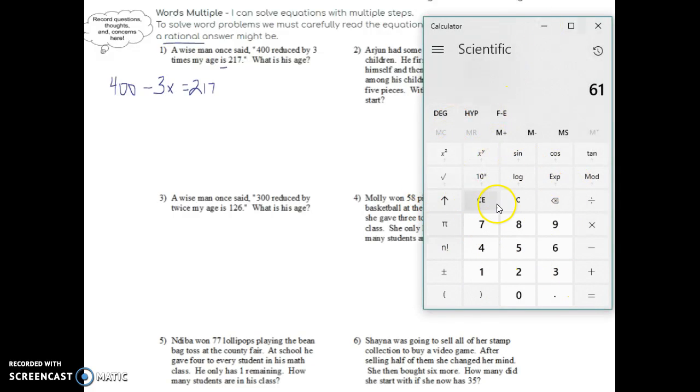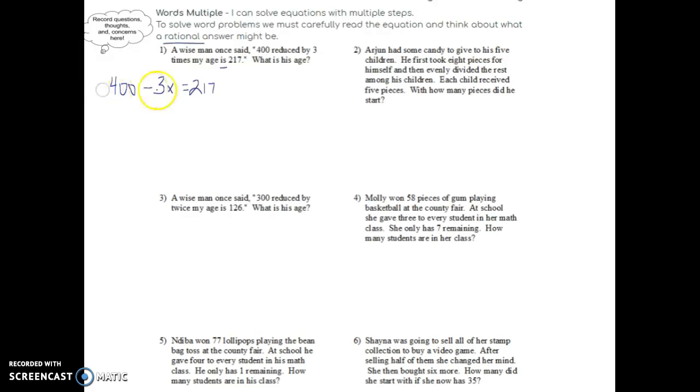So my first step's going to be to do what? Subtract 400, right? I'm going to subtract 400 from both sides because I need to get the x by itself. That's my whole goal. Get the x by itself. So we're going to subtract 400 from both sides of the equation. 400 minus 400 is a big fat 0.